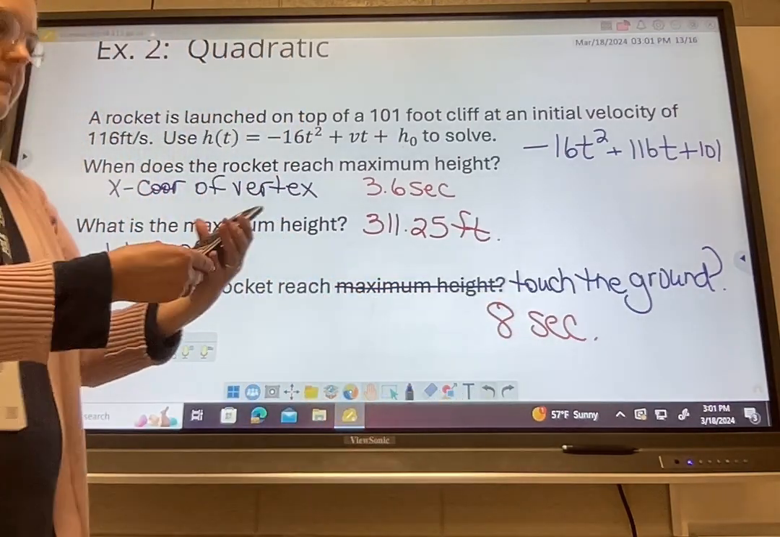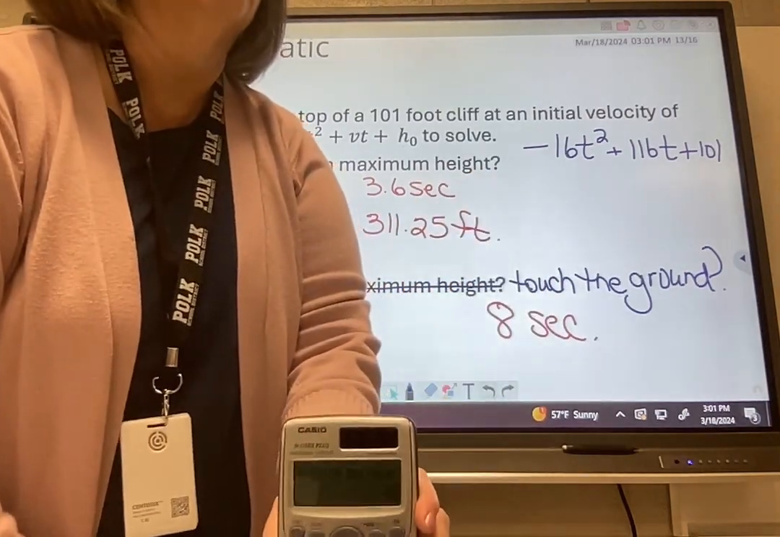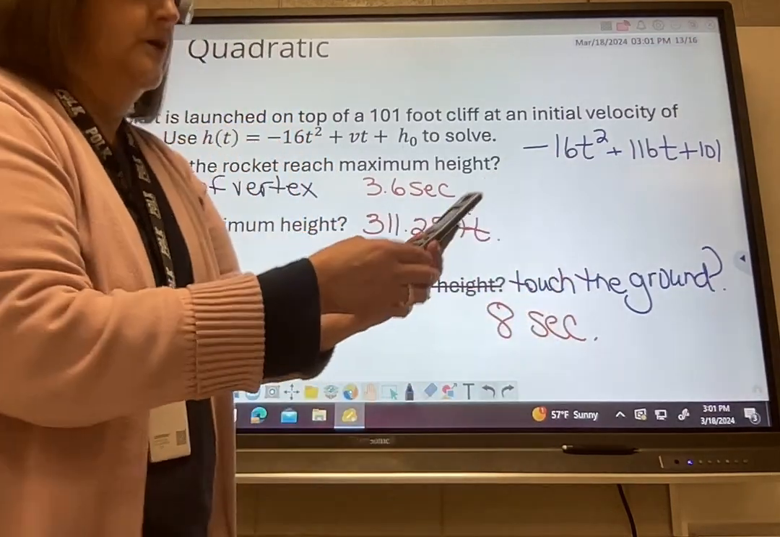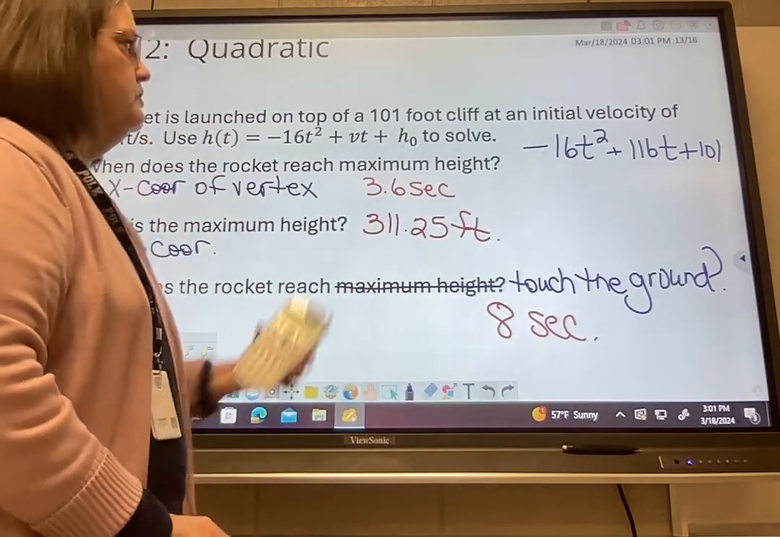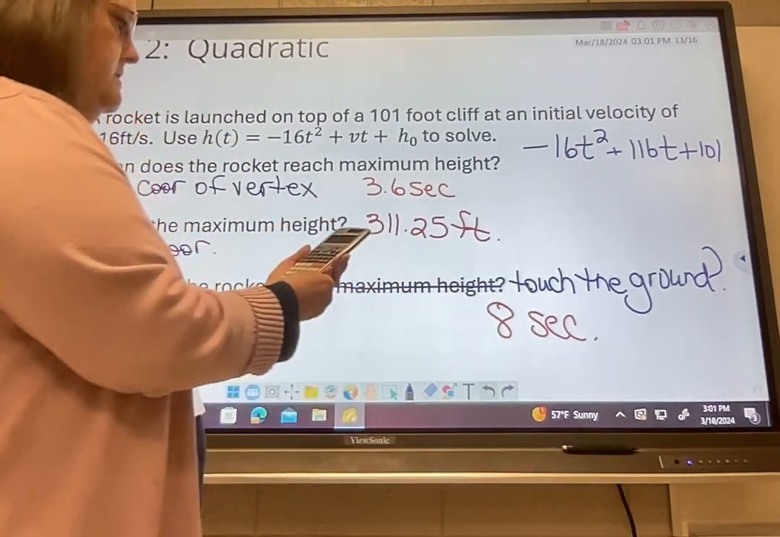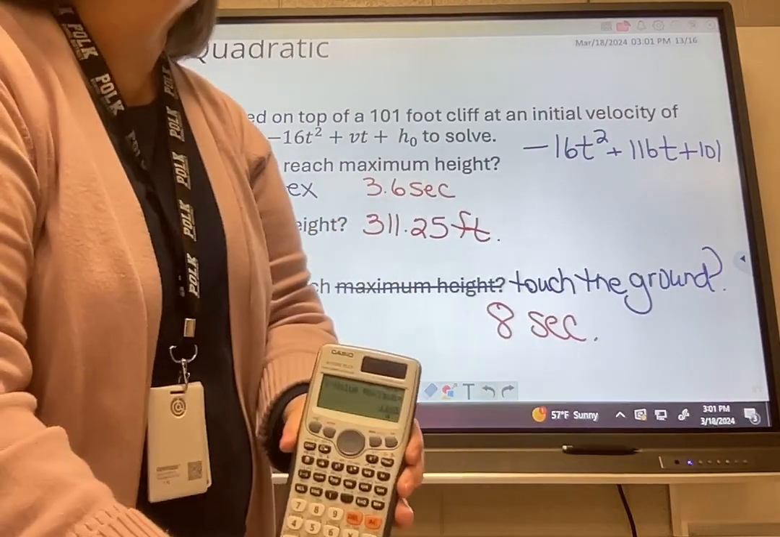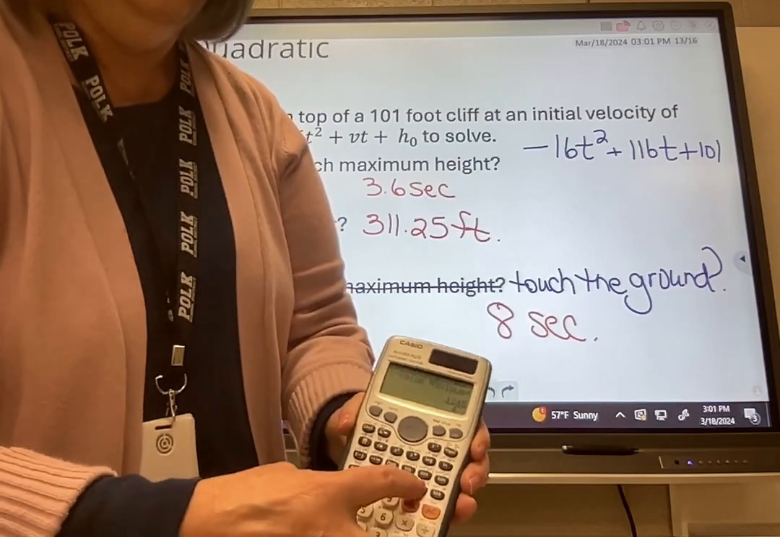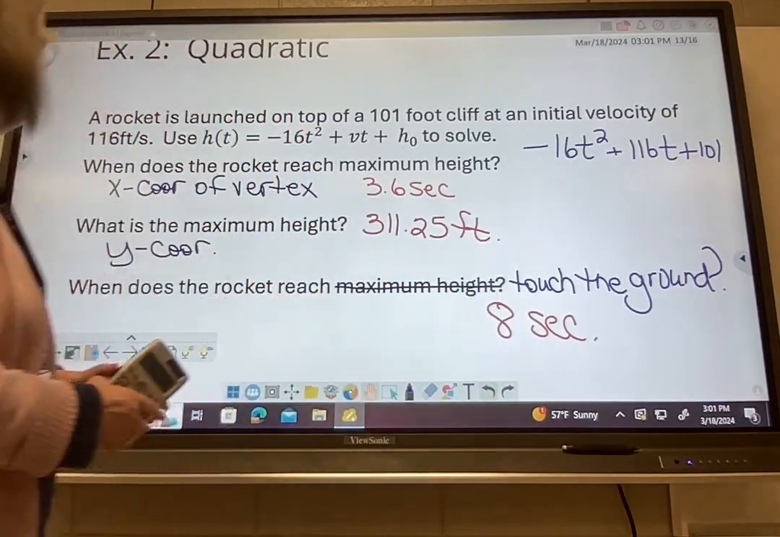All right, now the next thing that we get in here tells us the x value of the maximum. That is the time. So again, hit your SD button. That is 3.625 seconds. Then to find the maximum height, that's the y value of the vertex. You hit equals again and hit the SD button, and it gives you 311.25 feet.